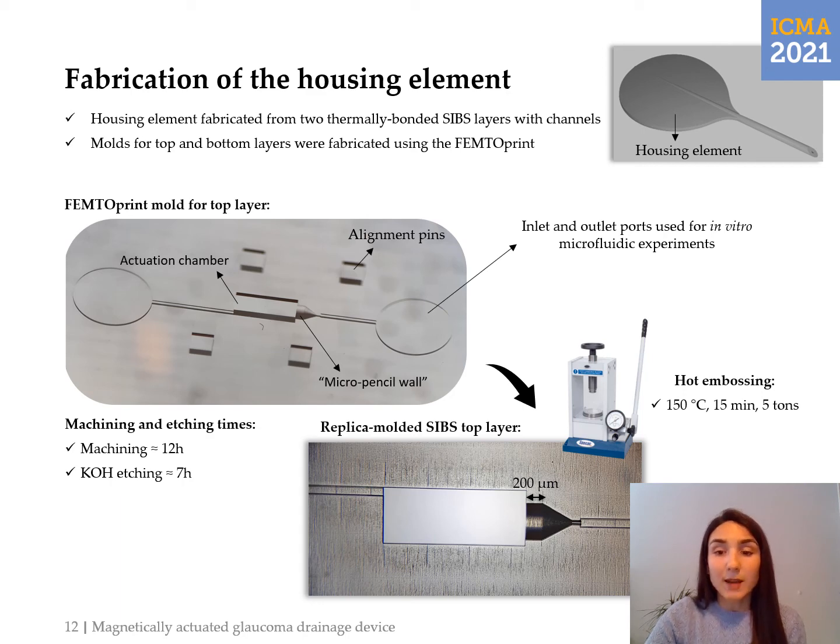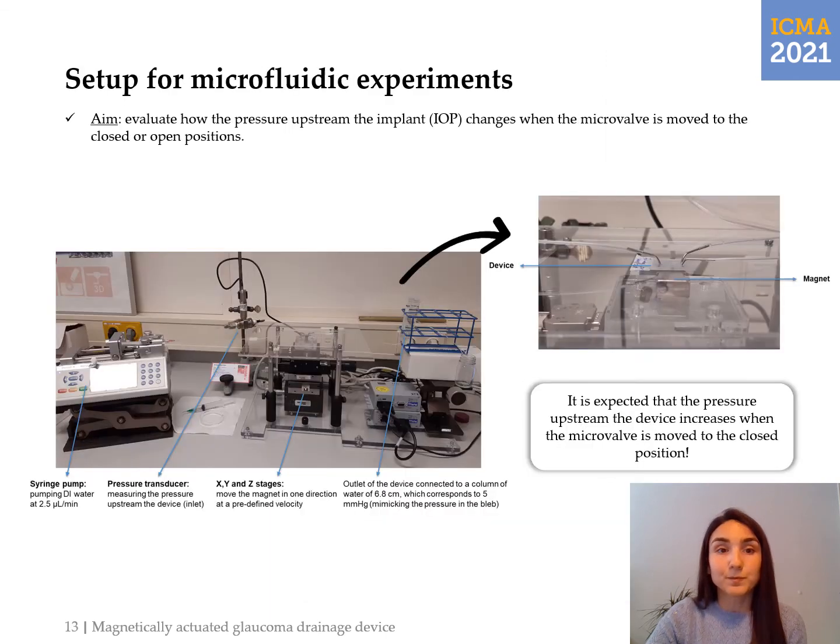You can also see some alignment pins. They are used for helping in the alignment of both of the top and bottom layers of the housing element. And right now we have as well inlet and outlet ports that are used for the in vitro microfluidic experiments that we are running right now. After the hot embossing step and using this femtoprint mold together with the sieves pellets and using exactly the same parameters in the hot embossing that we used before for the magnetic micropencil valves, we get the replica molded sieves top layer that you can see on the bottom figure.